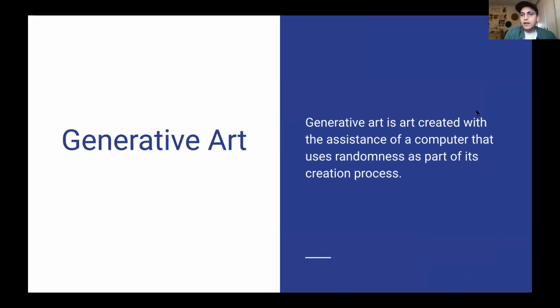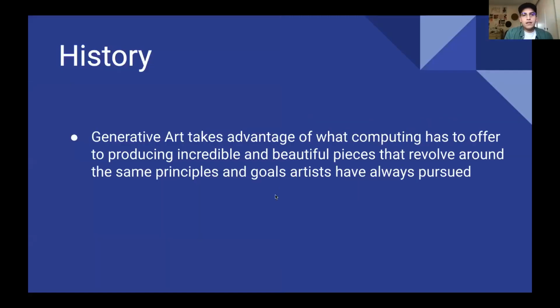So what is generative art? Generative art is art created with the assistance of a computer, and it uses randomness as part of its creation process. It's like writing algorithms that go through steps where one affects the other, and it creates a plot on the screen, or a stroke or a line or anything really. Generative art takes advantage of what computing has to offer to produce amazing art pieces that revolve around the same principles that artists have always strived for throughout history.